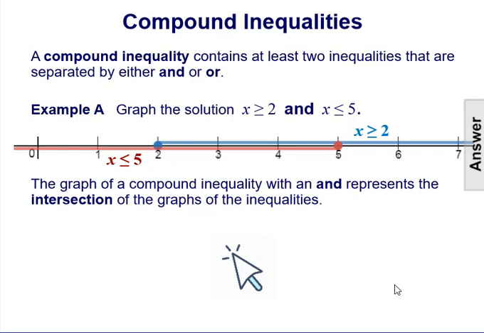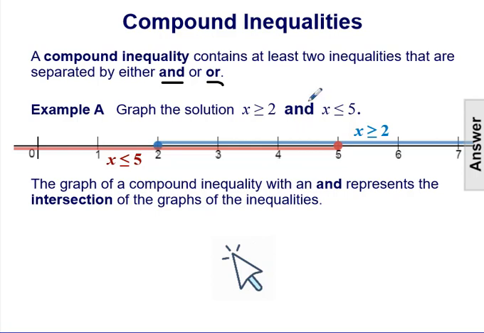Compound inequalities. A compound inequality contains at least two inequalities that are separated by either "and" or "or." That's the key. That's how you know you have two of them. So here's an example of an "and."